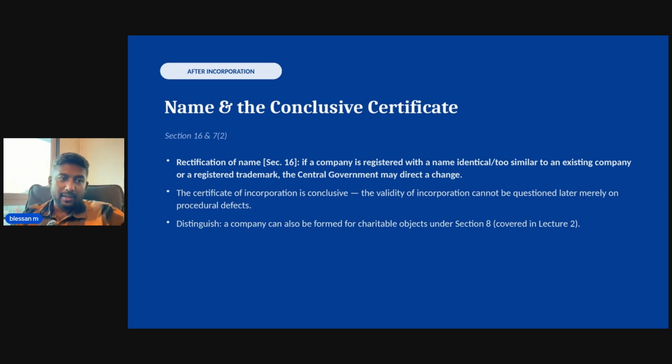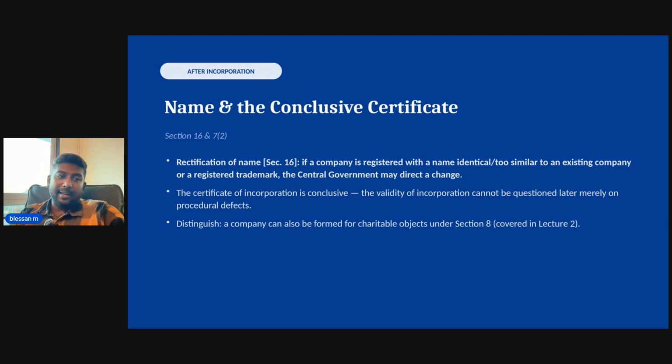So here the deviation is that usually it is the ROC who gives the incorporation certificate and so on. However, if the central government feels that the name is identical or too similar to an existing company or it affects a registered trademark, then the central government may change the name. So these are the very important things that you must understand: the conclusive certificate means that once the incorporation certificate along with CIN is given by the ROC, the company is conclusively registered.